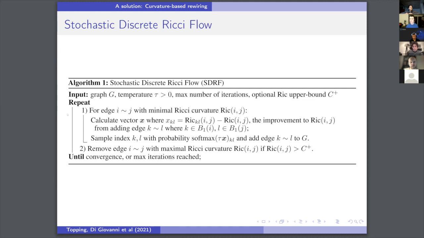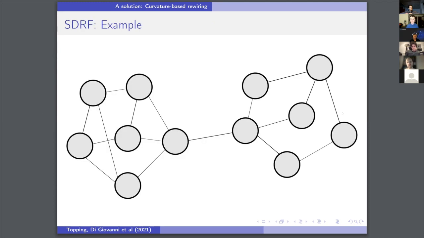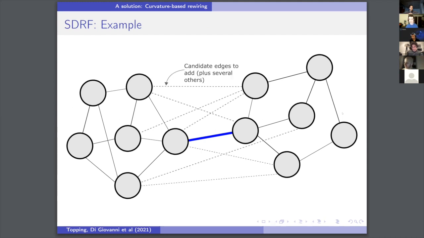The max number of iterations puts an upper bound on the graph edit distance between the graph and the preprocessed graph. To go through an example of this, we have a simplified version of the dumbbell graph just to see it in action. First, we'd find the edge that has minimum Ricci curvature. It's this bottleneck edge in the middle. And we look at the candidate edges that we could add to improve the curvature of this and try and alleviate the bottleneck.